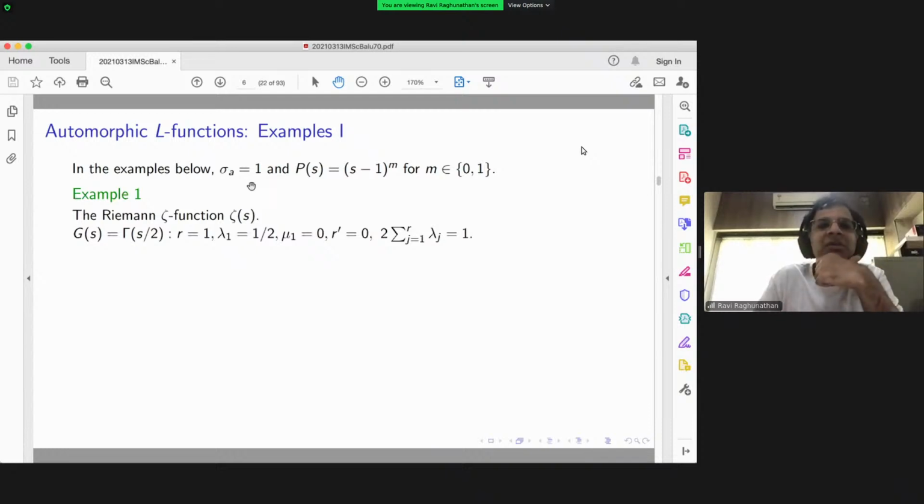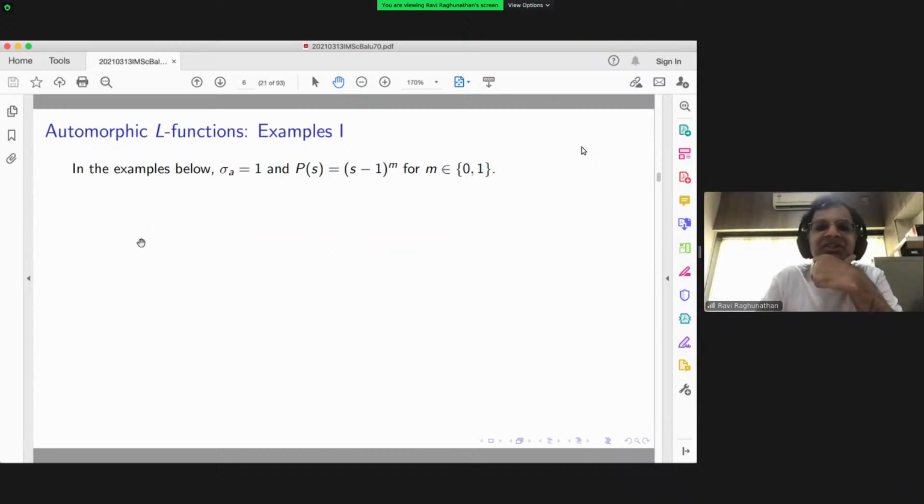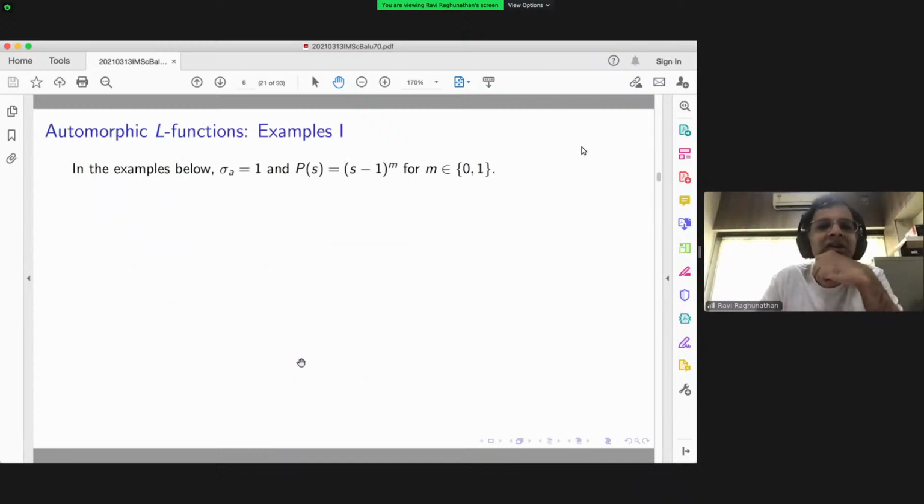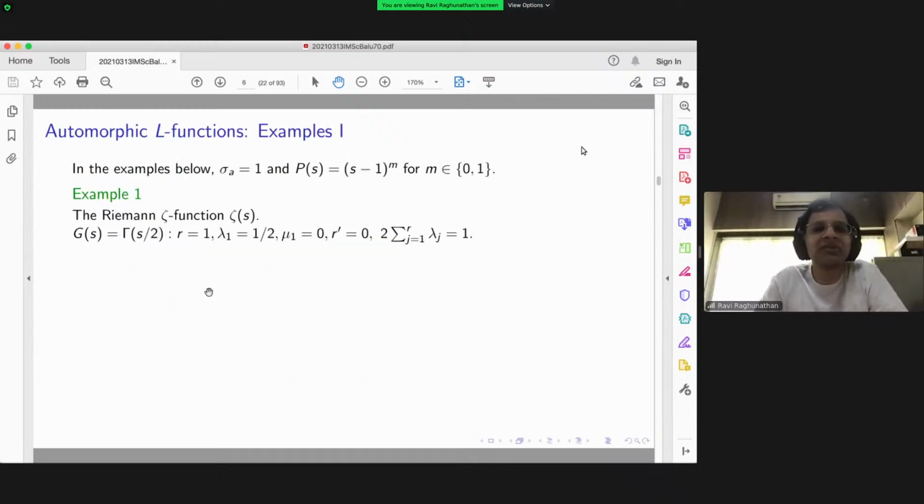Okay, so we started with the Riemann zeta function, and I'm just telling you what the g of s is in each case. So remember, g of s is the thing that you put in front of f of s, a bunch of gamma functions, and I'm telling you exactly what the g of s is in a bunch of examples. So for the zeta function, of course, g of s is just gamma of s by 2. So in that case, the number of gamma functions that occur in g of s in the numerator is just 1. For that particular gamma factor, lambda 1 will just be half, that's s by 2, the coefficient of s. Mu 1 is actually 0.